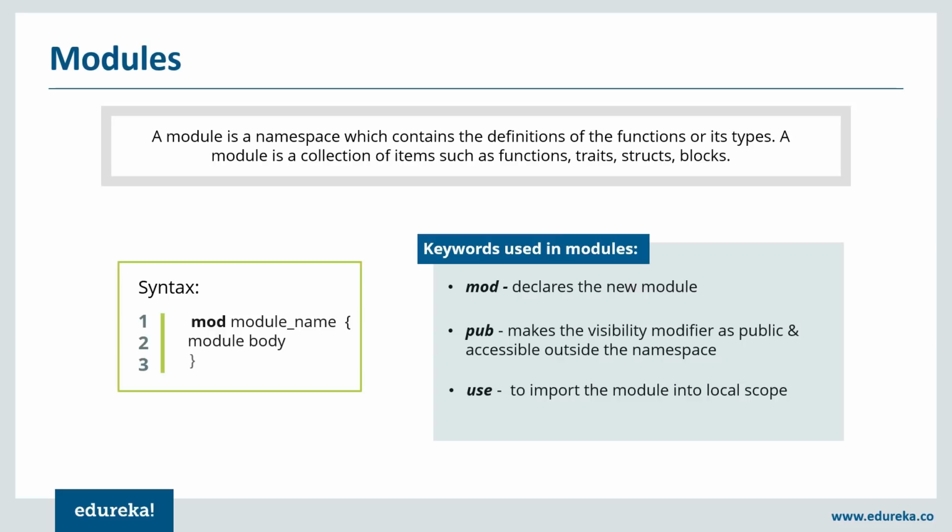So basically, it can be accessed outside this mod, and this use is basically to import a module into the local scope. Let's say that there is an existing module and you'd like to use it. In those cases, you use this use keyword. So use, and you mention the name of the module that you want to use. So if there is a standard input or output library, in those cases, you can just say use stdio and so on. Okay. So now let's look at modules a little bit in detail.